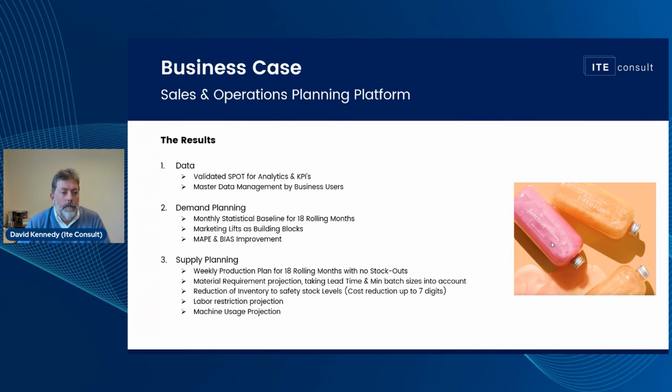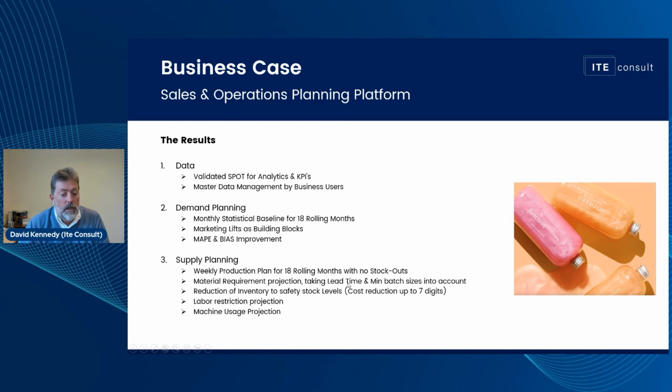So as a conclusion, what we saw after the project, they had some very interesting results, and in the data section, as I said, having a single point of truth for all their analytics around the process was very important. On the demand plan, they improved their forecast error by a lot. They had very big numbers for their forecast errors. And on the supply side, for the first time, they were able to have an 18 rolling month production plan with no stockouts, and they had their material requirements for the entire 18 months, taking into account the lead time and the minimum batches.